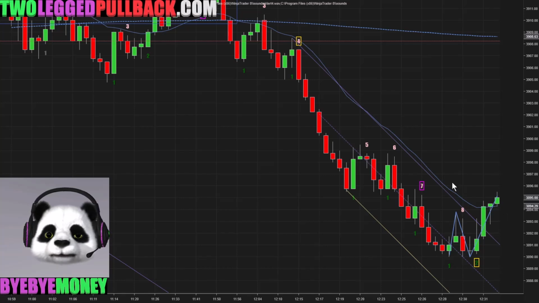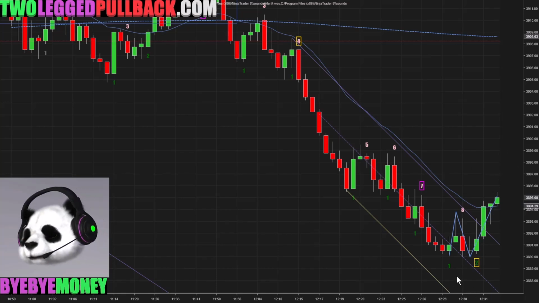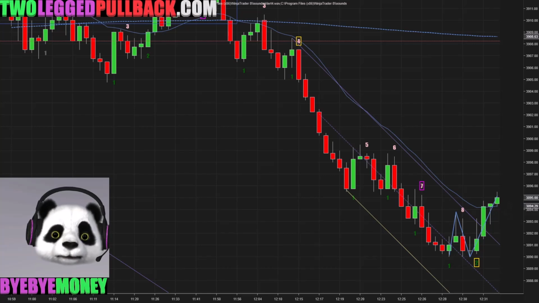And so you're thinking most likely two-legged pullback to the 20 EMA retest. So I will go short here, keep my 4-point stop loss. With a 4-point stop loss, this is what it looks like. To go here, my stop loss will be up here. Let's see what happens.